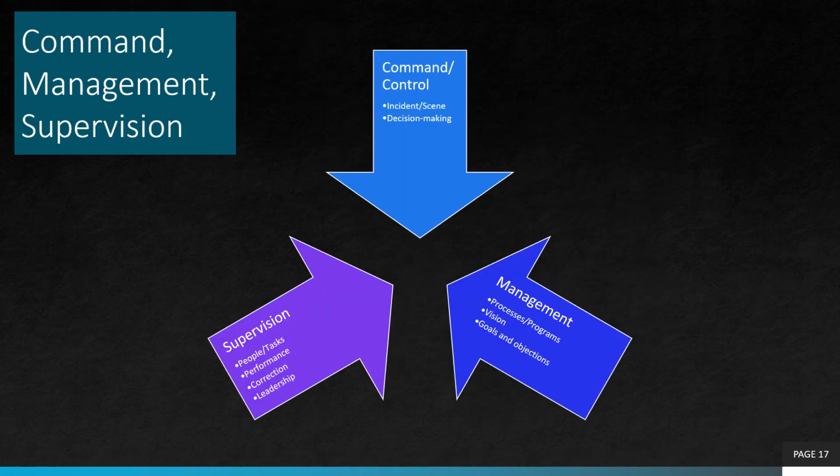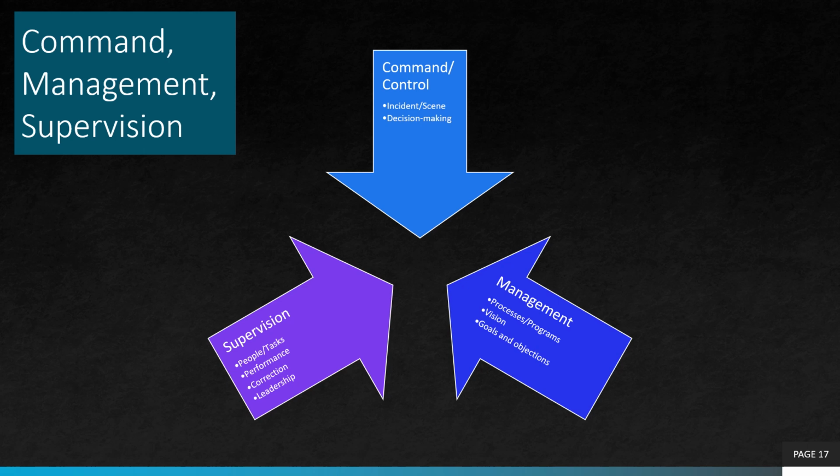So we covered three terms, and the three terms are very important, but they're also very different from each other. So command and control, I just want you to remember that's really incident or scene specific, and it's focusing on decision making. There's an emergent need for timely decisions to be made to control this thing, whatever that thing might be. We need to have somebody to be an incident commander that's going to make timely decisions to resolve whatever that is.